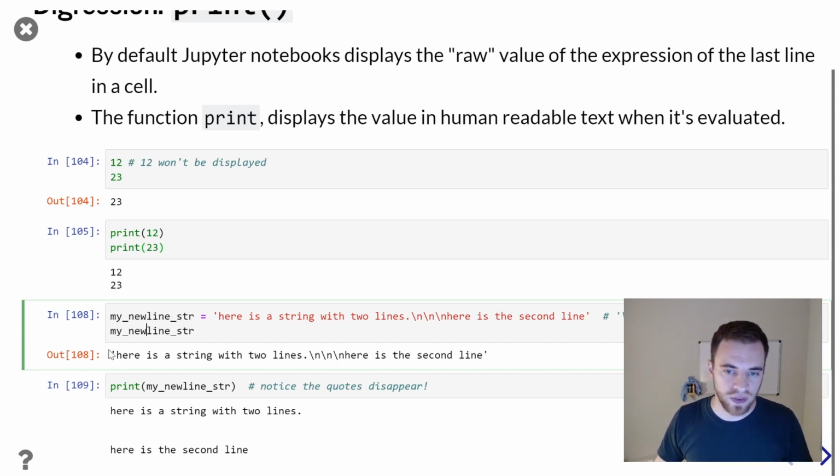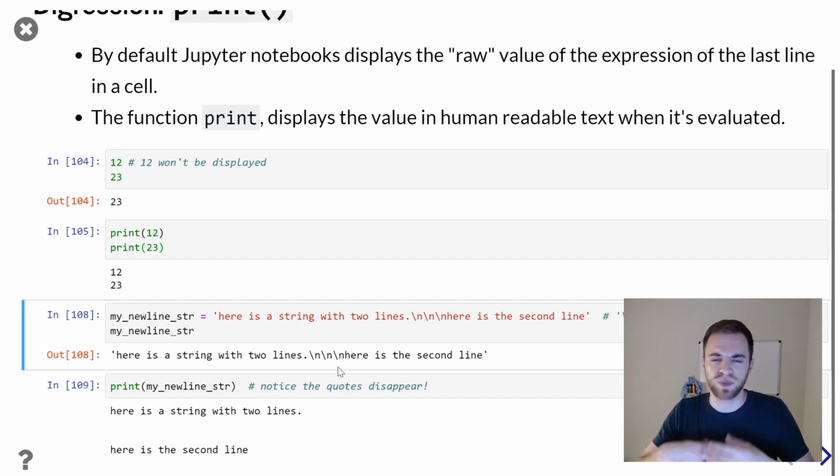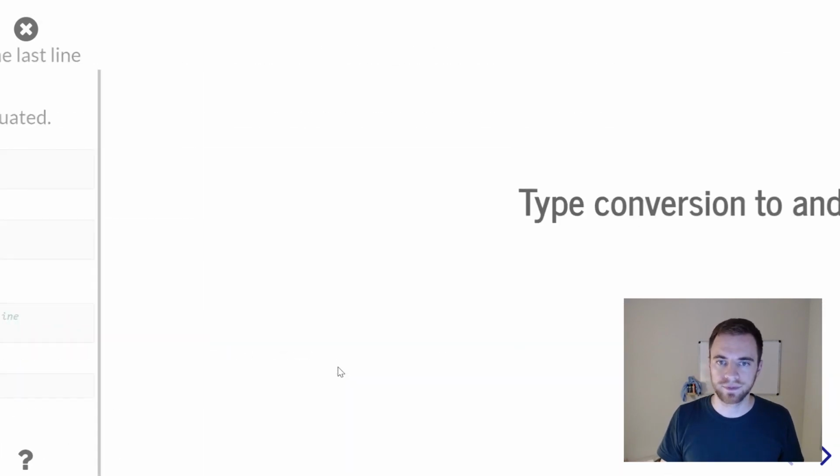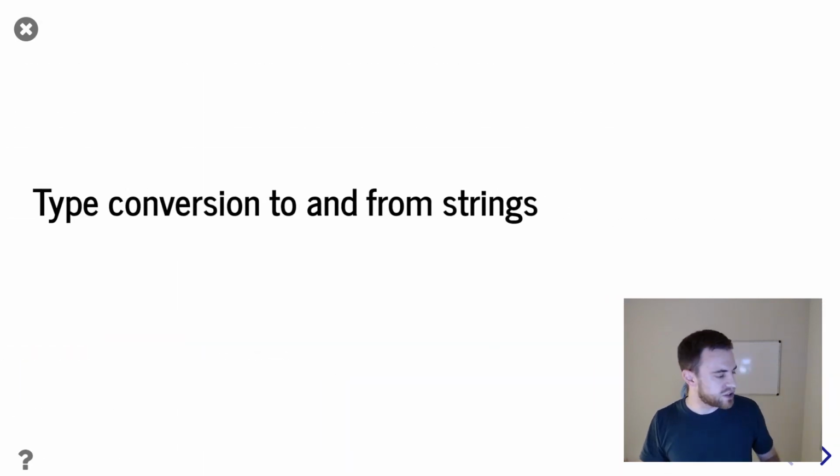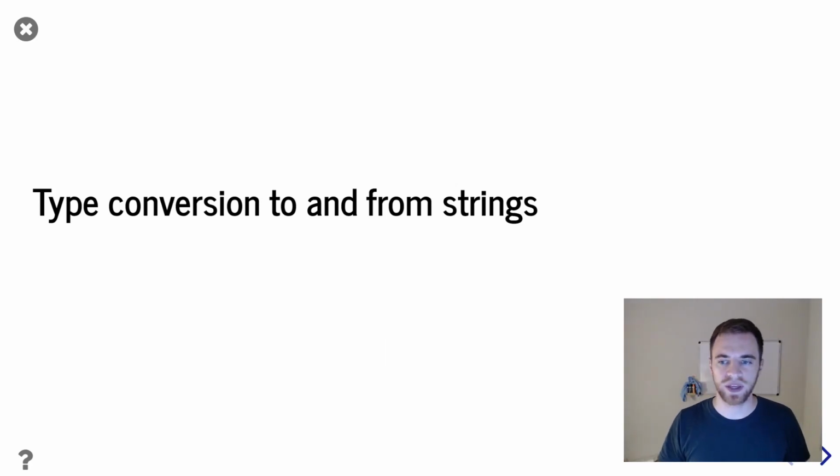You'll notice too that the quotes disappeared. There were quotes around this. That was Python's way of telling me that this was a string. But whenever I print it, I don't need the quotes. I'm just printing the value of the string. So we can do type conversion to and from strings, just as we did with ints and floats.